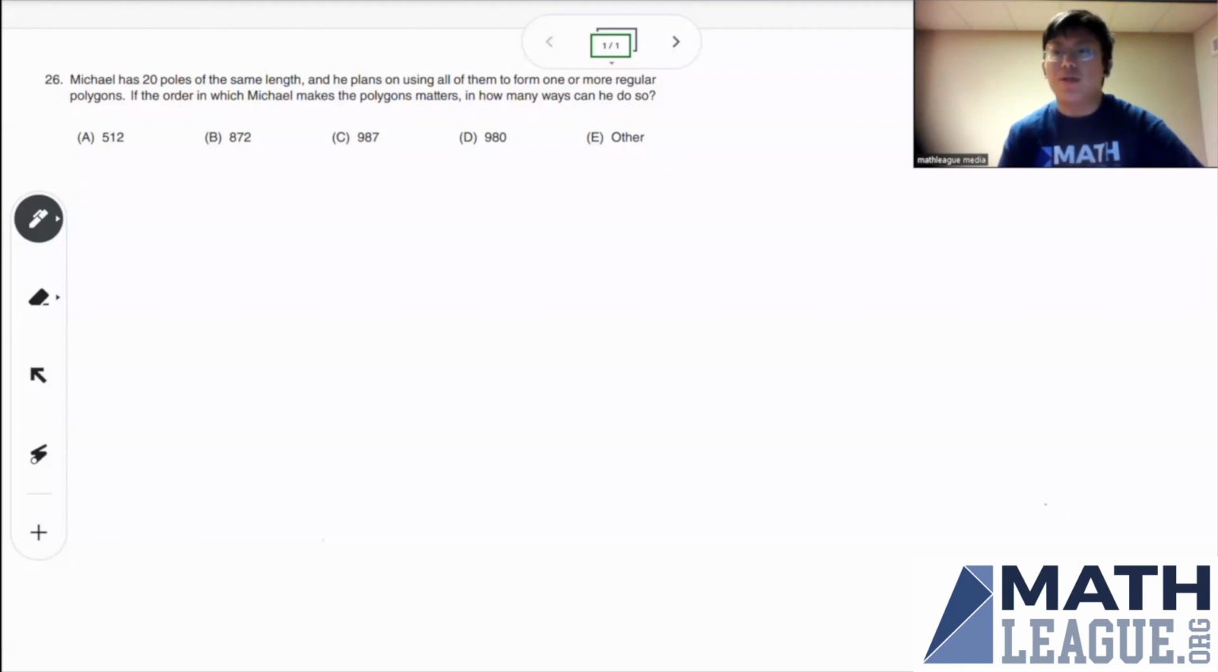So let's get started. The problem reads, Michael has 20 poles of the same length, and he plans on using all of them to form one or more regular polygons. If the order in which Michael makes the polygons matters, then how many ways can he do so?